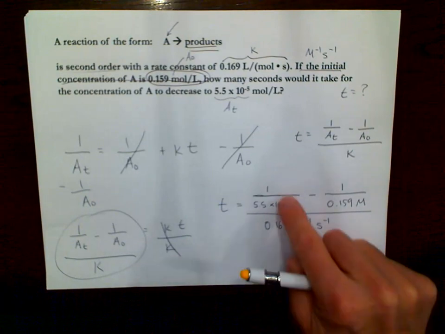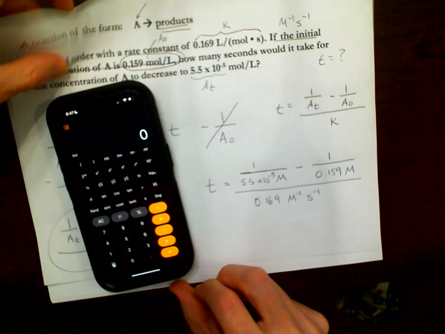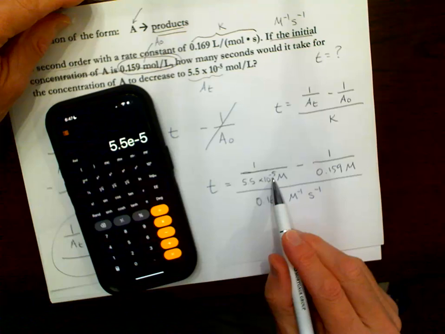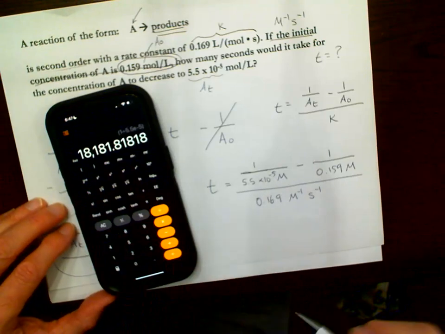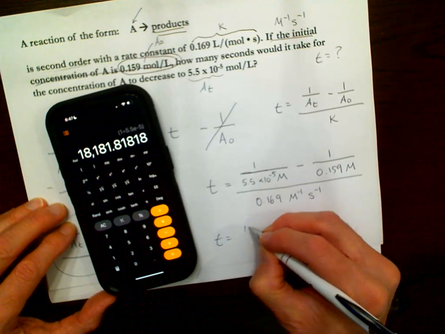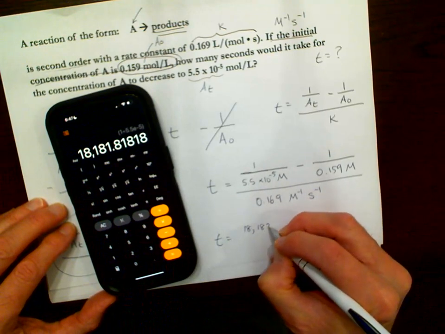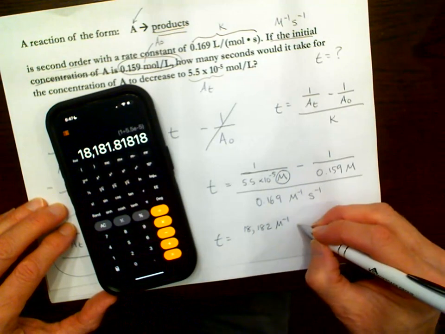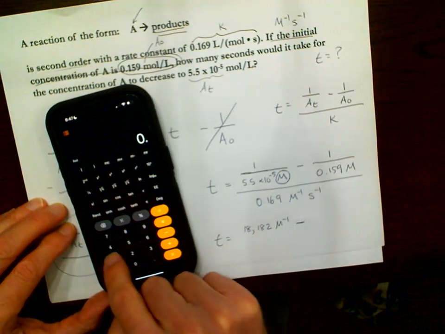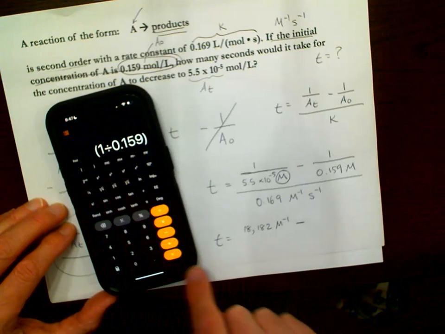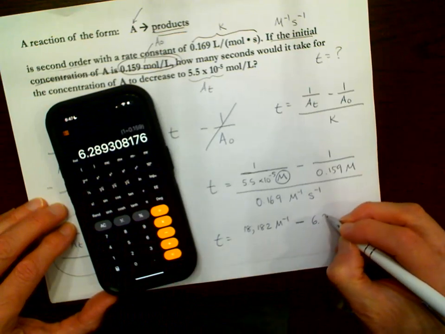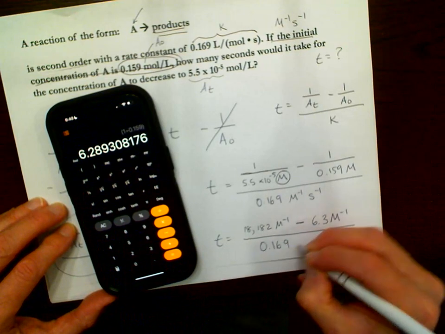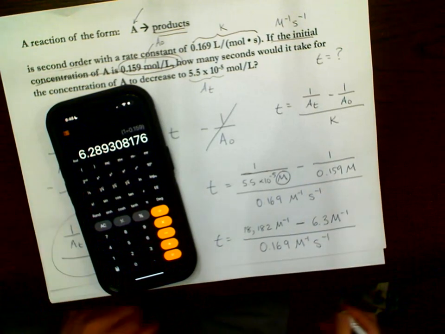Oh boy, what's this going to be? I'm going to do this one first. 5.5 exponential negative 5, that's this number here, but I got to take the inverse of it, so I got to go 1 over x. So that's going to be 18,182, and the units there are going to be molar to the minus 1, because that's on the denominator. And then I need to subtract from this 0.159, which I got to put on the denominator, so that's 1 over x, 6.3, again molar to the minus 1. And I'm going to divide this by 0.169 inverse molar inverse seconds.